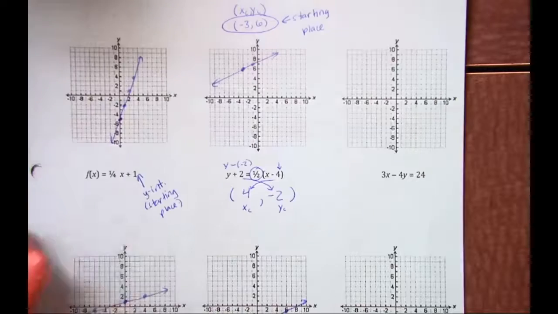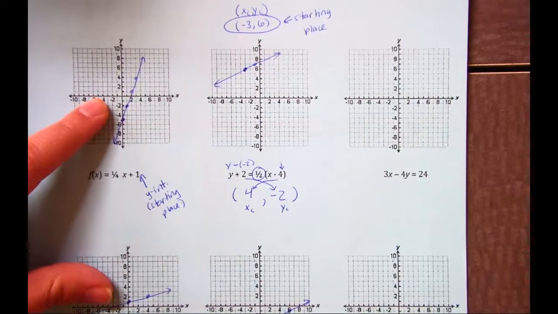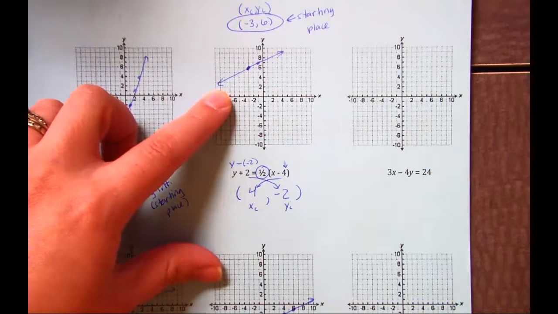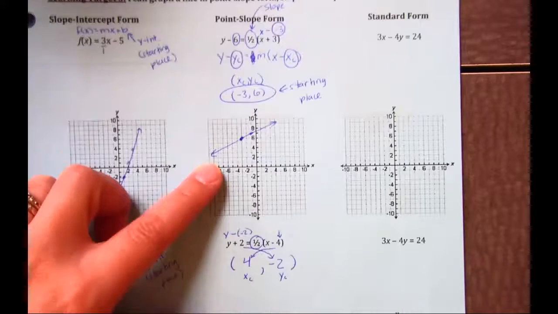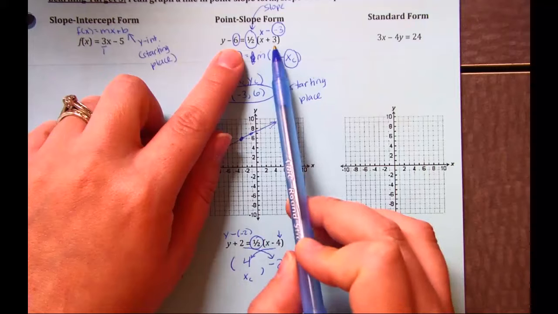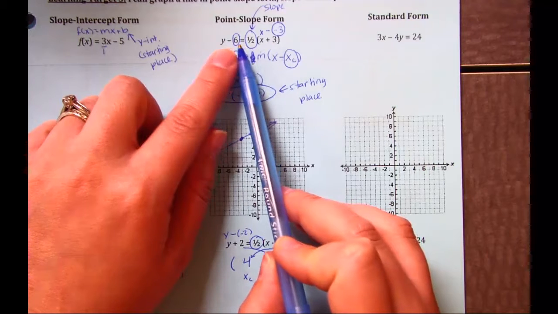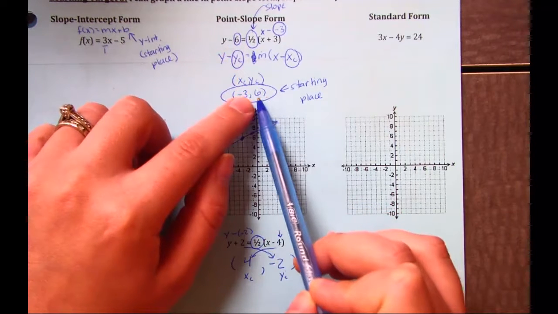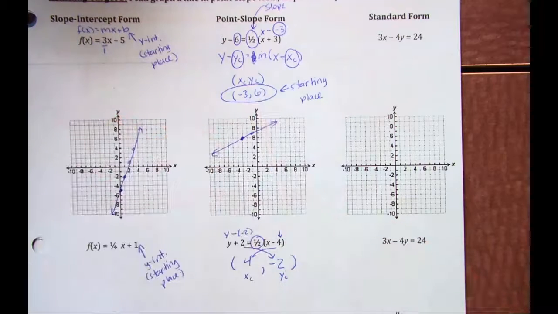And that's how you graph in slope-intercept form, which is a review from last year, and point-slope form, which is new this year. All you do is take your starting point by taking the opposite of the x-coordinate here and the opposite of the y-coordinate here to get your starting place, and then you go where the slope tells you to go. Now let's practice.